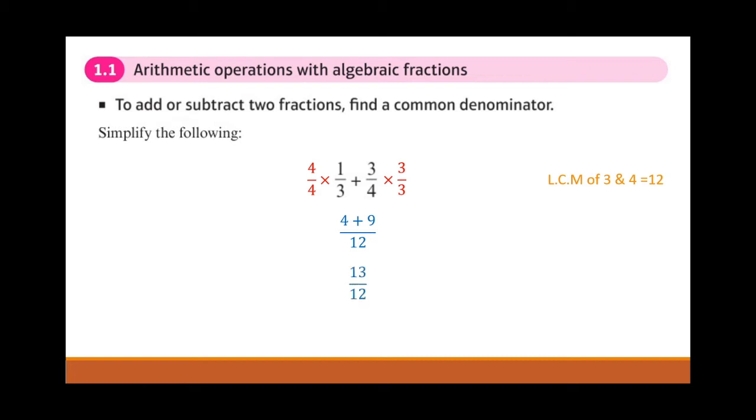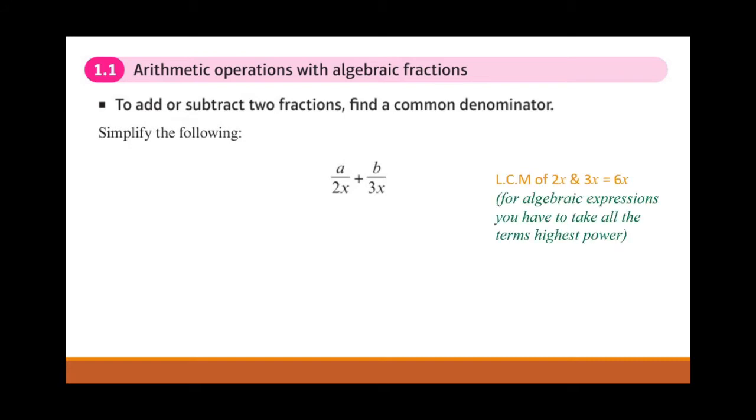And then simplify the numerators to get your final answer. So in this case, 4 plus 9 is 13. So your final answer is 13 over 12. Okay. So we are going to apply this same procedure to algebraic fractions. Now we have here a very simple algebraic operation, a over 2x plus b over 3x.